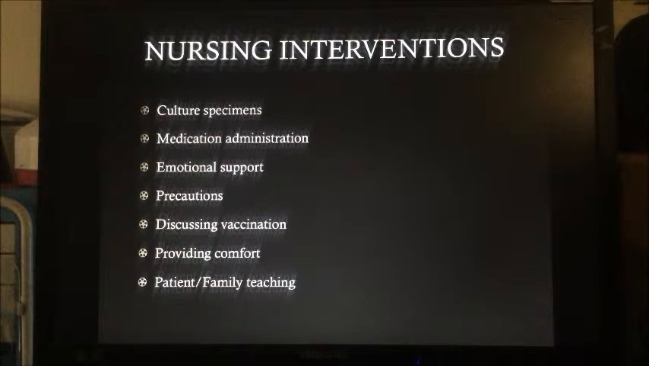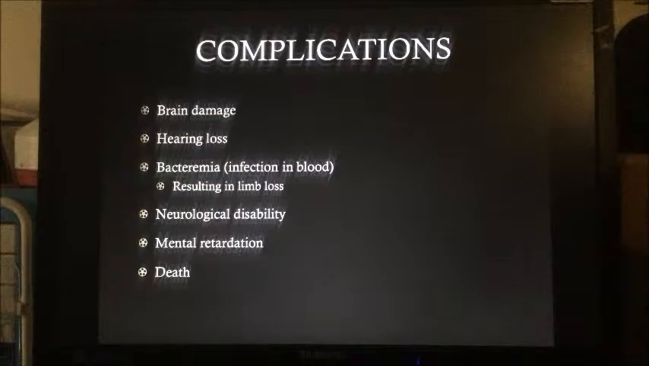Depending on where the bacteria travels to in the body and causes infection, complications include brain damage, hearing loss, bacteremia, and actually the bacteremia can result in the loss of a limb or limbs, and death. Other serious complications include permanent neurological disability and mental retardation. In most cases, though, complications aren't very severe and they're usually rare.